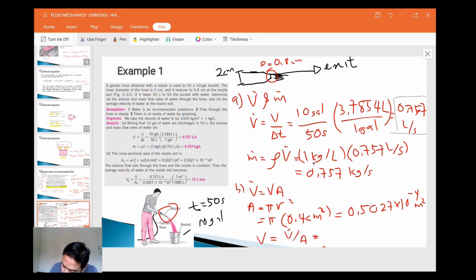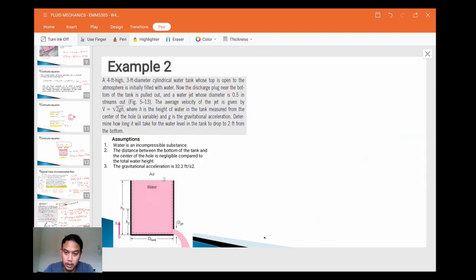Okay, your V dot is 0.757 liter per second, divided by your A. So at the end you will get the answer of 15.1 meter per second. Okay, we go for example number 2.